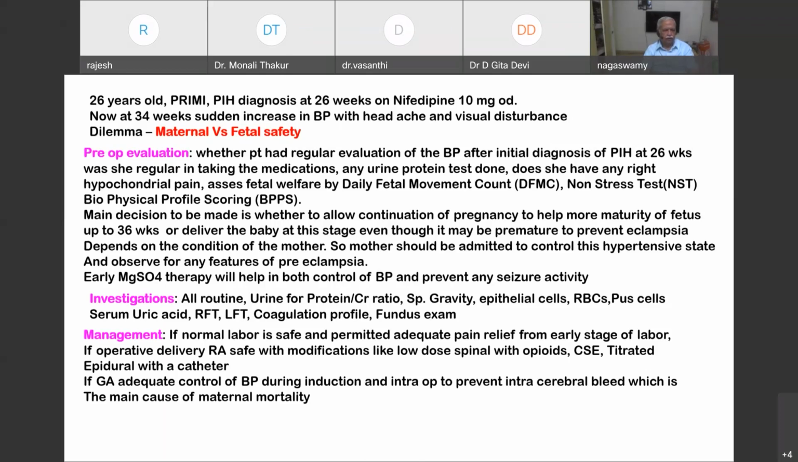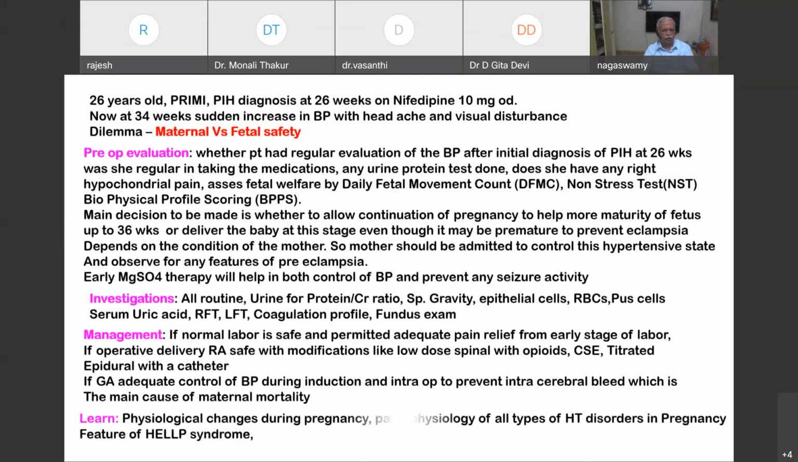But if you have to go for GA, control the BP during induction and intraoperatively to prevent cerebral bleed, which is the main cause of maternal mortality in these cases. So all protection to prevent the rise in BP or sympathetic stimulation due to laryngoscopy and intubation has to be taken. The other things you have to know are the physiological changes during pregnancy, pathophysiology of all types of hypertensive disorders in pregnancy, and features of HELLP syndrome. These are all the side-tracking questions that may be asked in the examination. So you must be ready to answer all these things, even though the case scenario given is a PIH case.